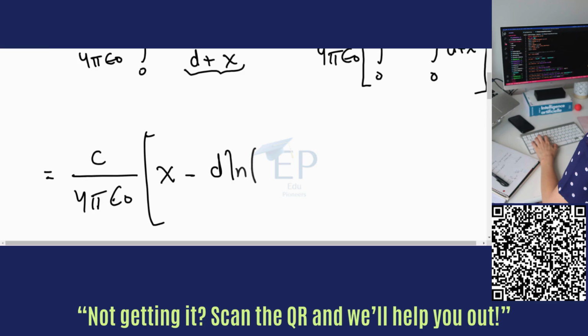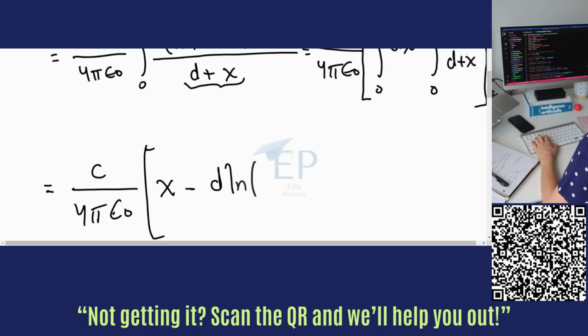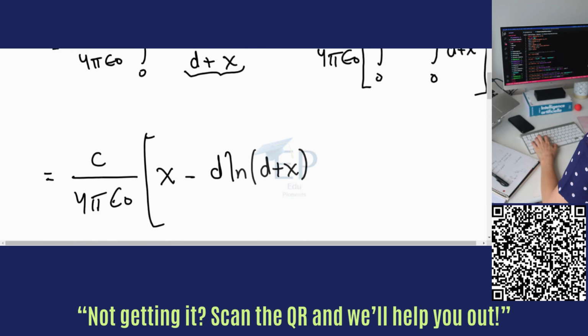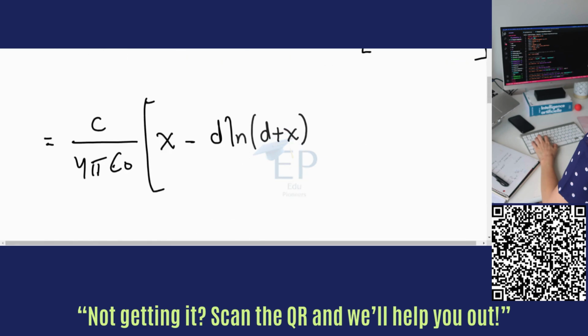That's the integral of a function of 1 over x. And in this case it is d plus x, because that's what we have in the numerator. Of course, we can do this because there is no constant or other thing in front of the x. The x is alone here, so we could do that. And this from 0 to L, we need to evaluate that.